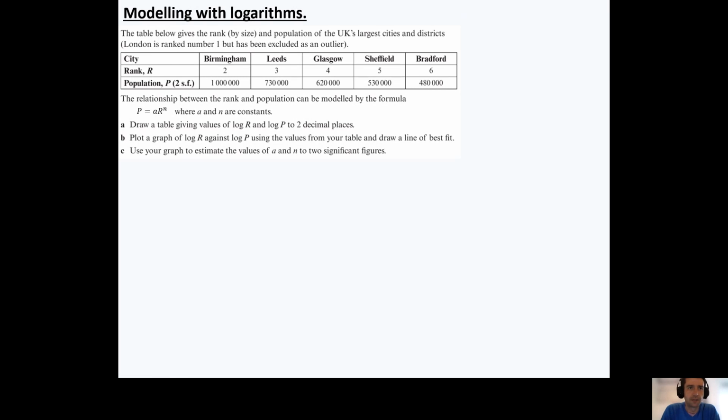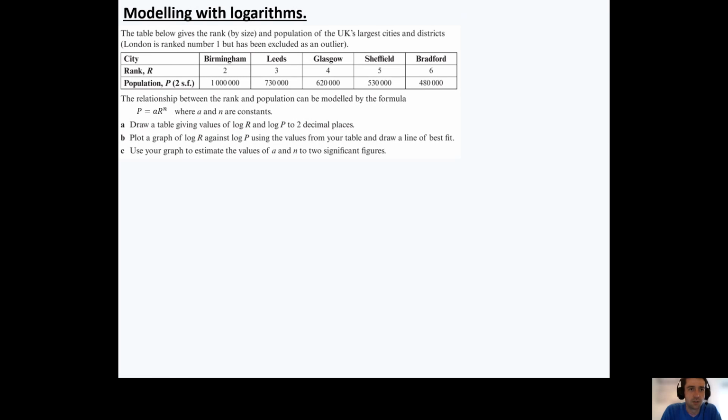First example: the table below gives the rank by size and population of the UK's largest cities and districts. London is ranked number 1 but has been excluded as an outlier because of the size of the population being so much greater. So the table shows you those 5 cities: Birmingham, Leeds, Glasgow, Sheffield and Bradford, with their ranks from 2 to 6 and then their population, each of which has been rounded to 2 significant figures.